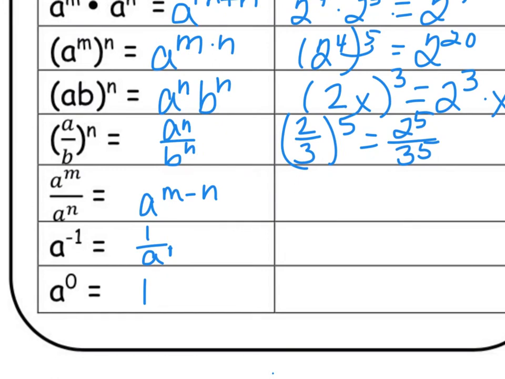And then finally, the last three. If we have numbers with the same base again, and let's say we have x to the 6th divided by x to the 1st, we would just subtract those exponents and we would get x to the 5th.